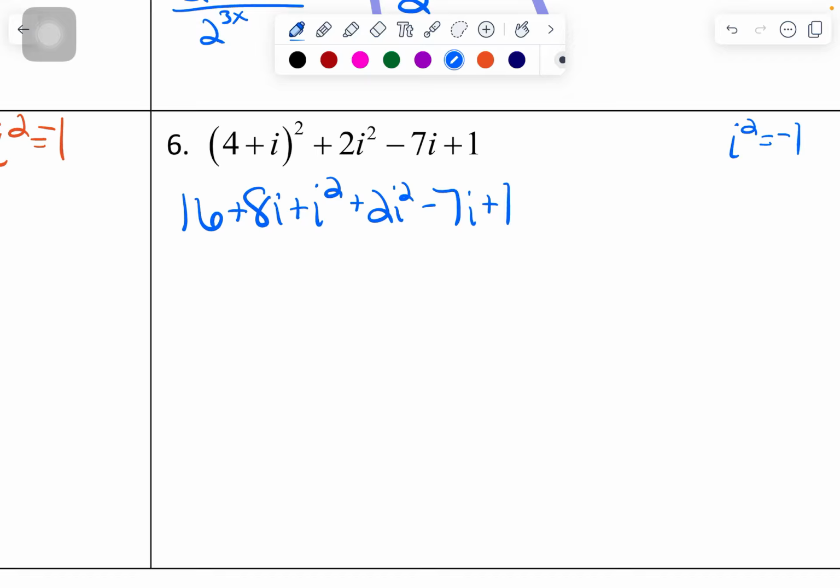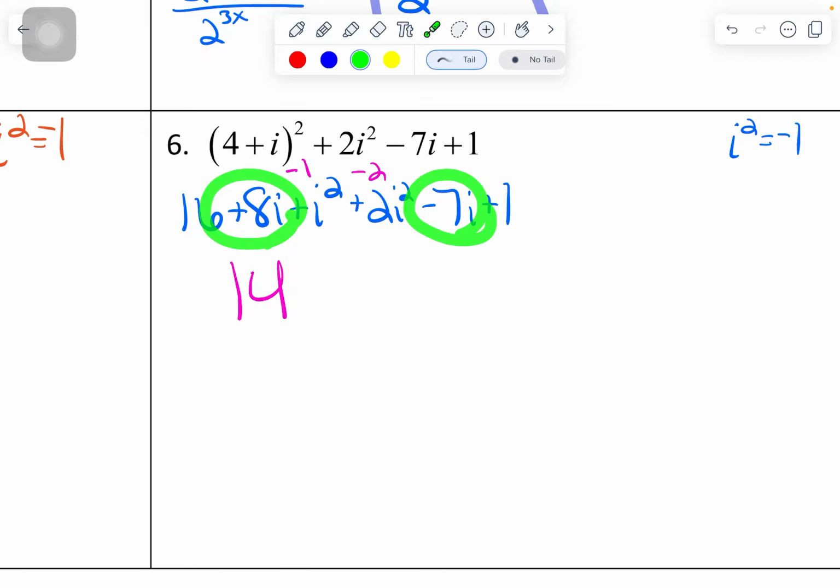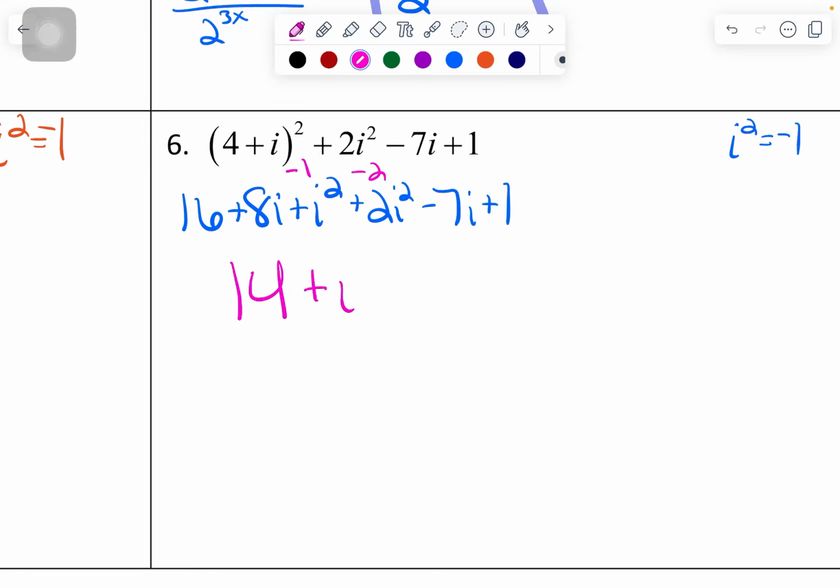Combining some like terms here, actually, let me do the i's first. So i squared here is going to be negative 1, minus 2, because the i squared here would become negative 1. Okay, so I've got 16 minus 1 minus 2 plus 1. So I'm pretty sure that's 14. And then 8i minus 7i is just going to be plus 1i.